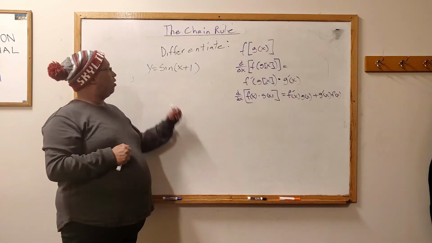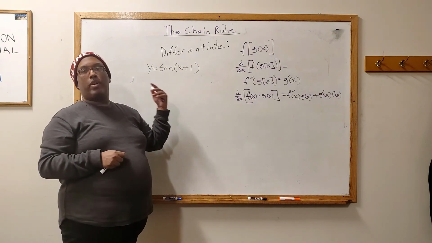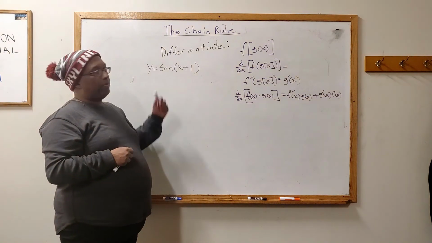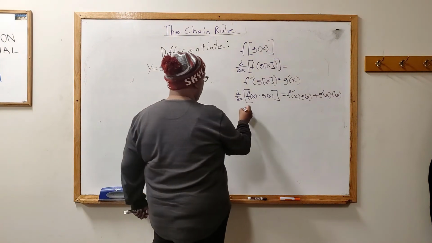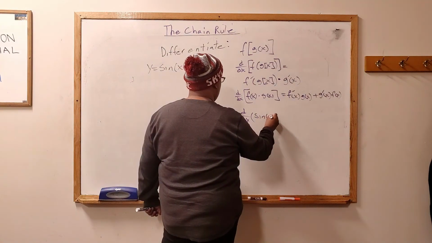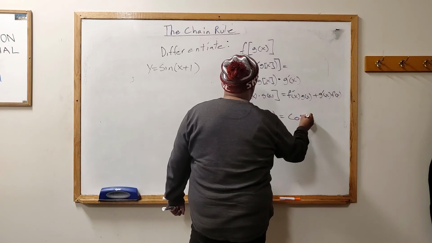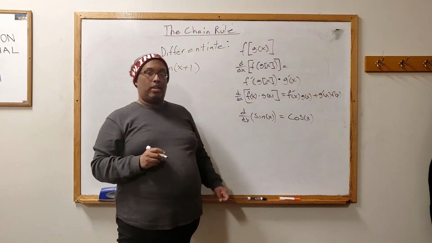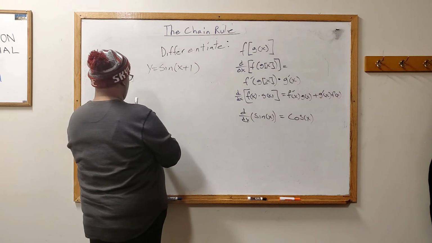Welcome back, trio. Here we are again using the chain rule to differentiate this. We're going to need to know the derivative of sine, and I'll go over that in a second. And here we go. So the derivative of sine is cosine. So derivative of sine is cosine. So now we're going to use that fact to use the chain rule here.